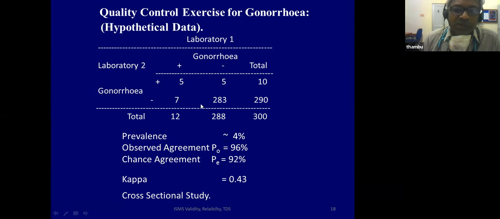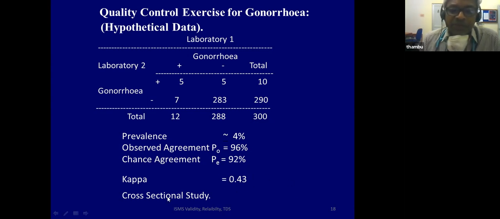So one of the things to look at is the prevalence of disease. The overall prevalence is about 4%. It's between 10 and 12 out of 300. The observed agreement is 96%. The chance agreement is 92%. Now, the reason I'm telling you this important slide is that it appears that this total of 5 plus 283 is 288 out of 300. Very good agreement. But here you see, because the chance agreement is 92%, the agreement beyond chance, the kappa, is only 0.43.